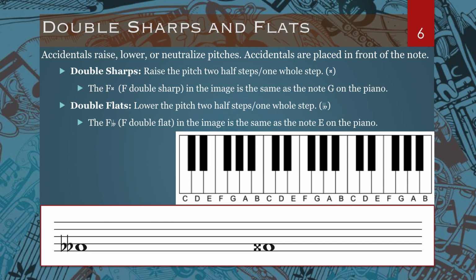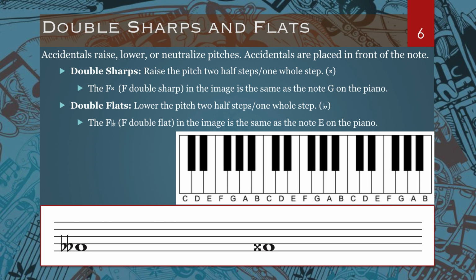If you look on the piano, F double sharp is the same note as G because you have to go up 2 half steps. Remember, 2 half steps is 1 whole step. First you go to the first black key above F, and then you go up 1 more. That makes you arrive on G. If you had an A double sharp, you'd go up first to the black key between A and B, and then you'd land on B. So an A double sharp would be played with the note B.